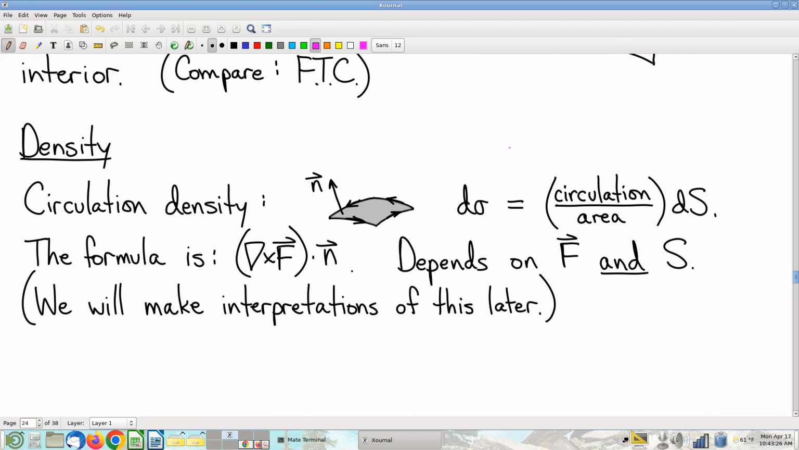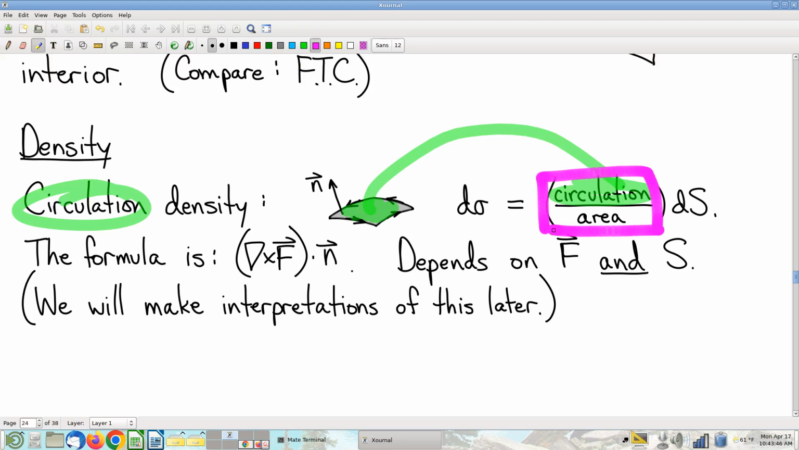Right? If circulation really is a stuff distributed across the surface, then we can talk about how much of that stuff, circulation, there is per unit size. And of course here we're talking about little pieces of area. And so stuff per unit area is the corresponding notion of density. How we doing?